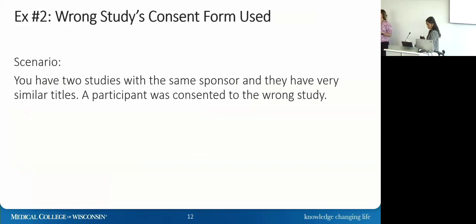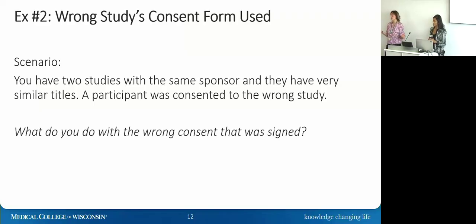Okay. So I feel like we can get through this one kind of quickly because this is a similar issue. But in this one, you've actually used the wrong study consent completely for the wrong study. You have 2 studies that have the same sponsor, they have very similar titles, and a participant was consented to the wrong study. So our discussion questions here: what do you do with the wrong consent? This patient signed a consent that they were not supposed to sign.